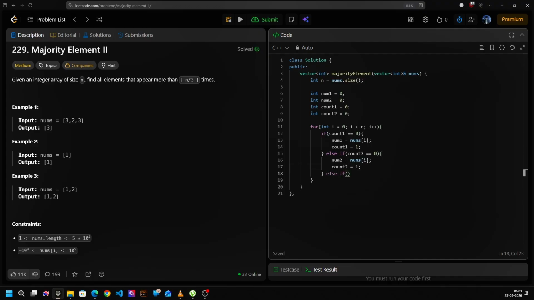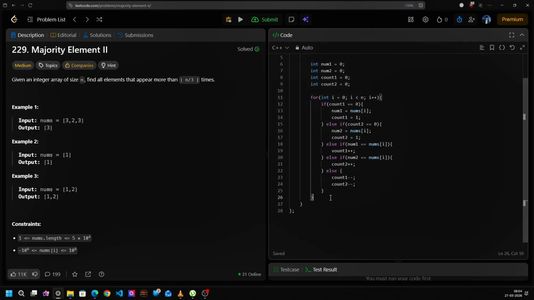Else if num1 equals nums of i, meaning our previous num1 is equal to the current num, we can say count1++. Else if num2 equals nums of i, then count2++. Else count1--, count2--, right? After this we will declare a vector, and we will reset our count1 to 0 and count2 to 0.